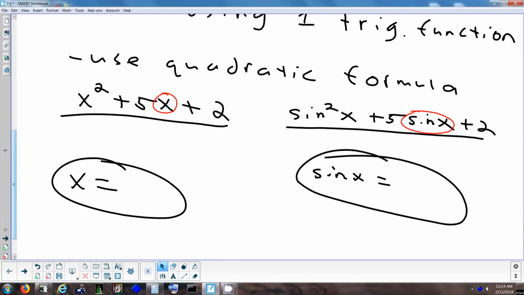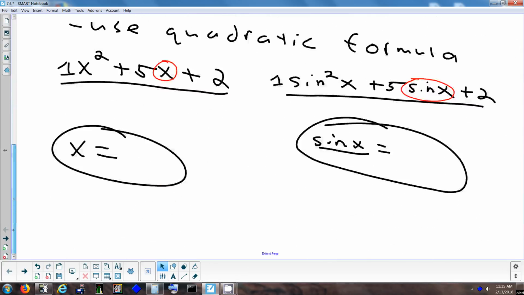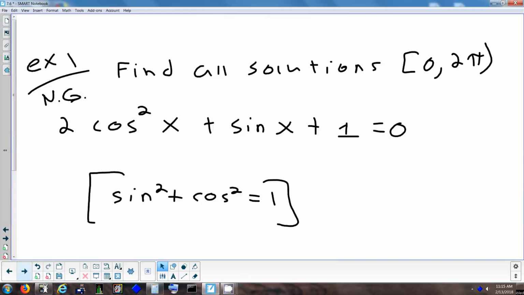In the problem on the right, you could put a 1 in front, just like you could put a 1 here. A is 1, B is 5, C is 2. You do it just like you would do the normal quadratic, except you do that at the very end. Say sine x equals, not x equals. Okay, but we'll practice that too. Right, so those are the general things we're going to try. Okay, let's try an example.